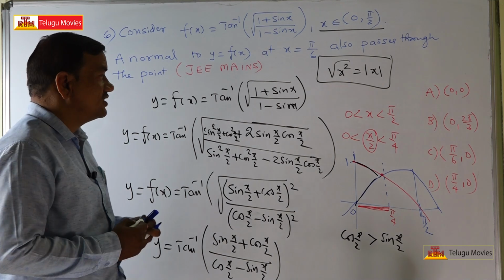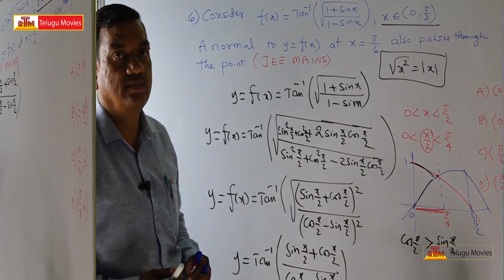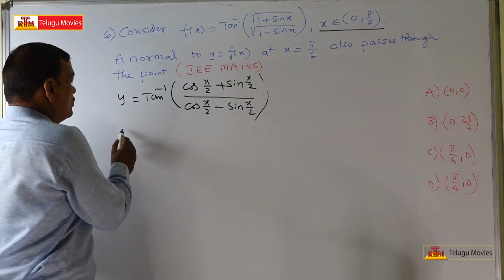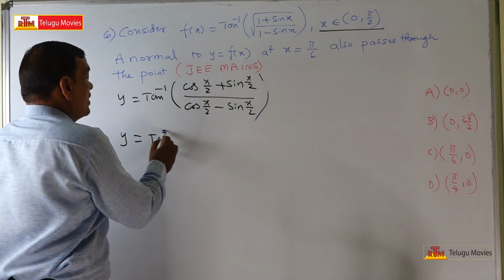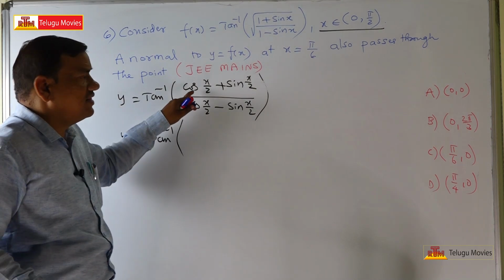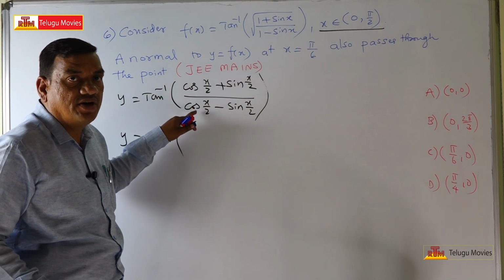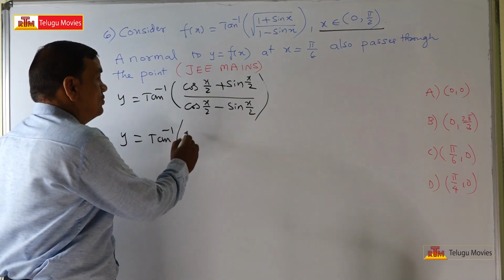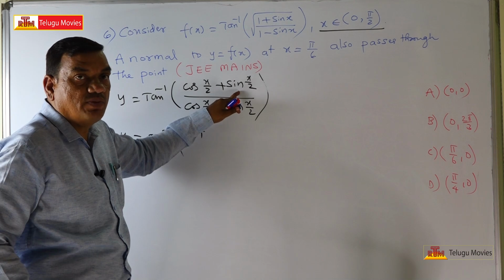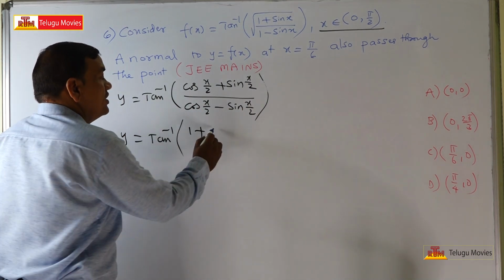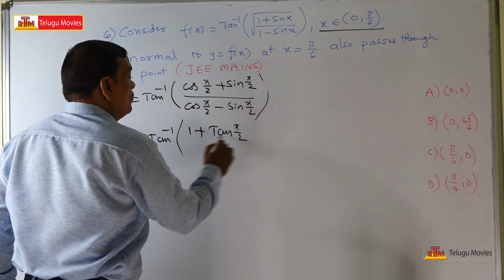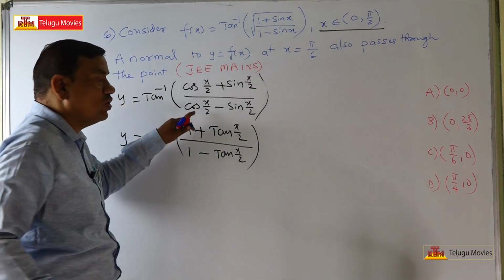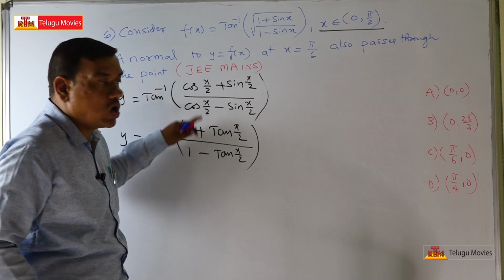Okay, now let us continue our solution, dear students. So y is equal to tan inverse of: divide both numerator and denominator by cos x by 2. Cos x by 2 upon cos x by 2 is 1, plus sin x by 2 upon cos x by 2 is tan x by 2, divided by 1 minus tan x by 2. Here also I am dividing each term by cos x by 2.